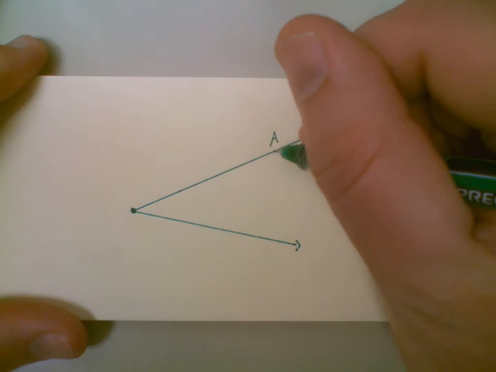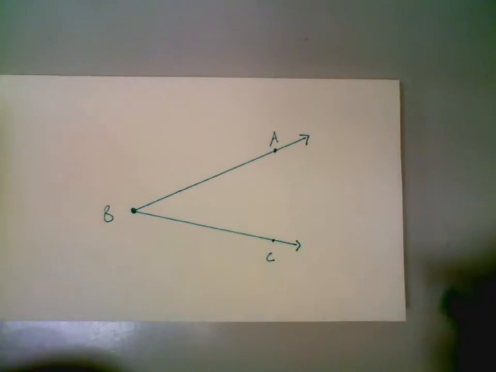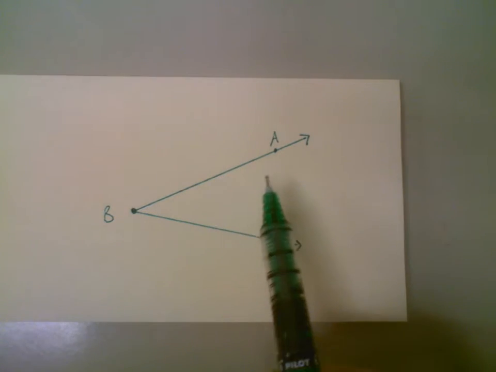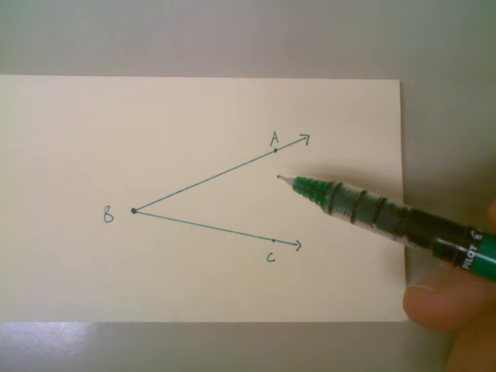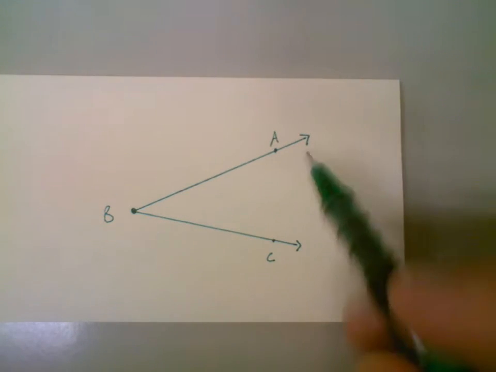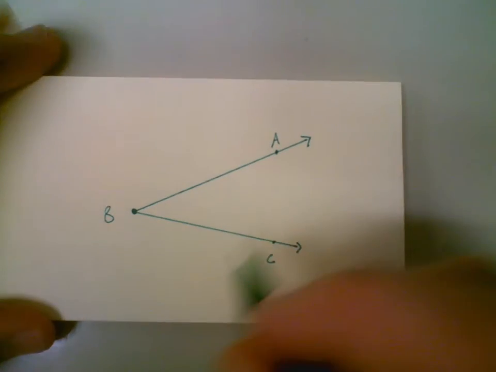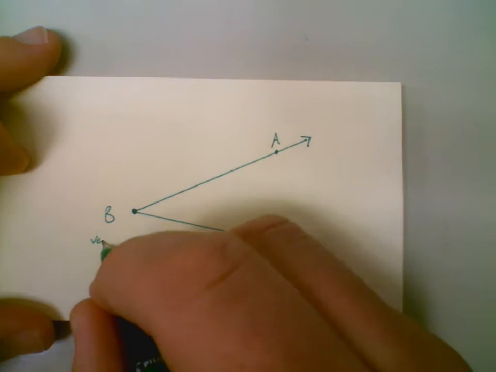So maybe I'll just start with my alphabet. How about A, B, C? So you might have a few angles that you're looking at the same time. So the way to know which one you're talking about is to go with the points. So I put in an ABC for this one.